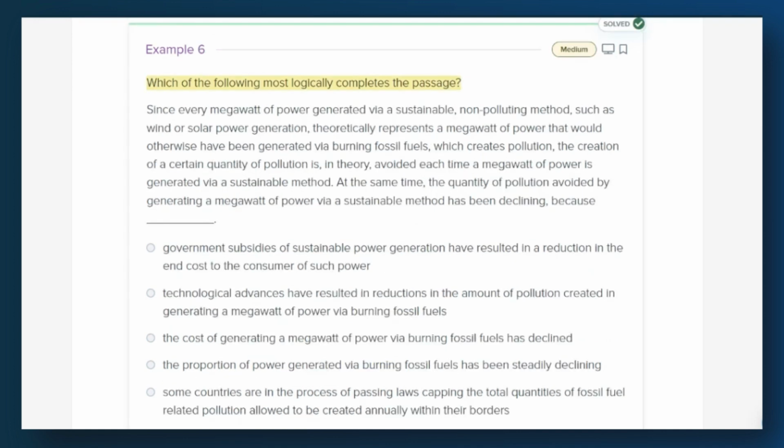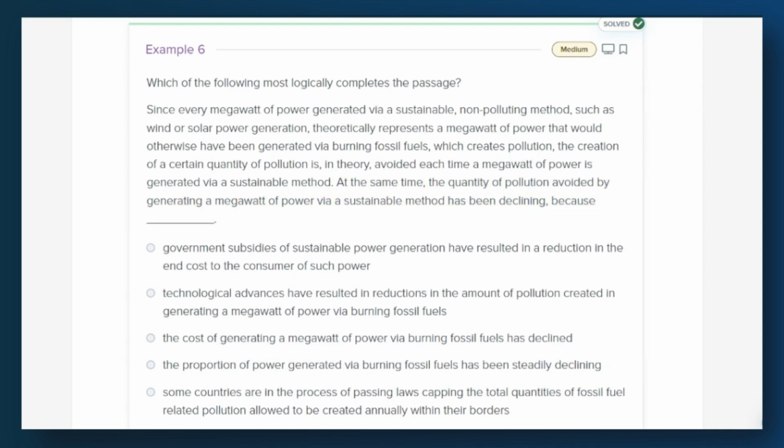Which of the following most logically completes the passage? Since every megawatt of power generated via a sustainable, non-polluting method, such as wind or solar power generation, theoretically represents a megawatt of power that would otherwise have been generated via burning fossil fuels, which creates pollution, the creation of a certain quantity of pollution is, in theory, avoided each time a megawatt of power is generated via a sustainable method. At the same time, the quantity of pollution avoided by generating a megawatt of power via a sustainable method has been declining because blank.